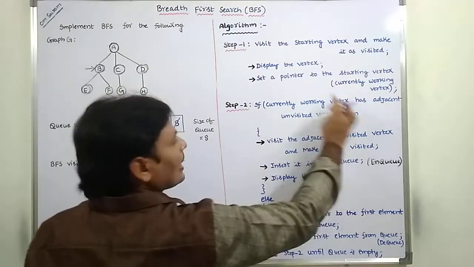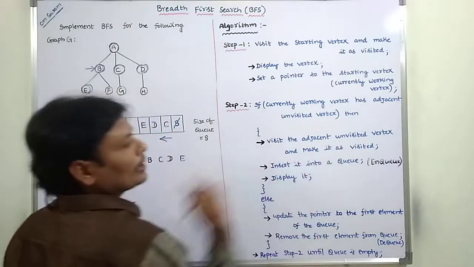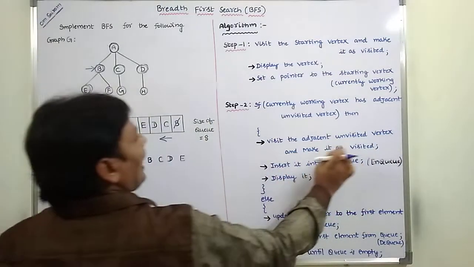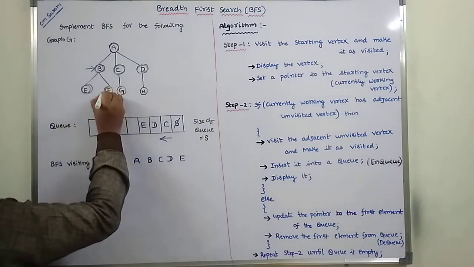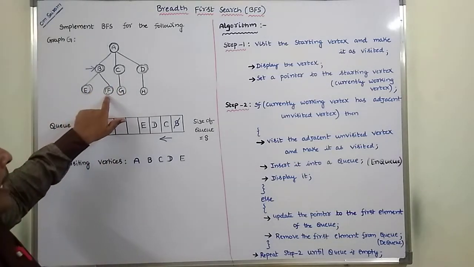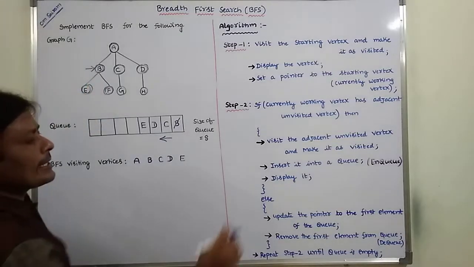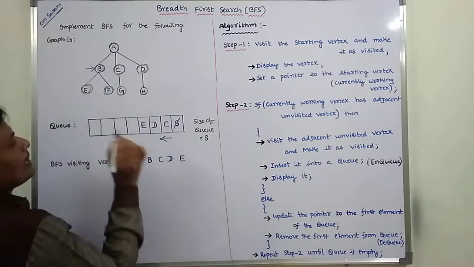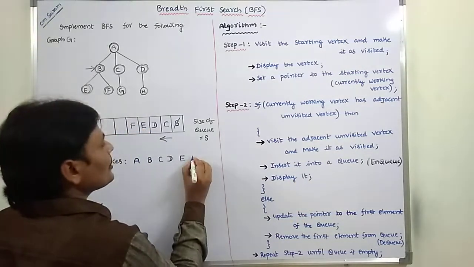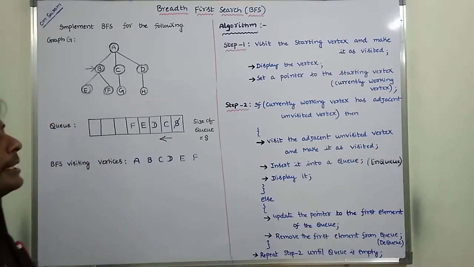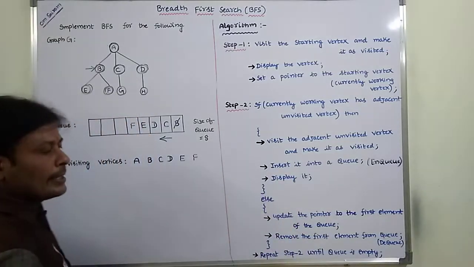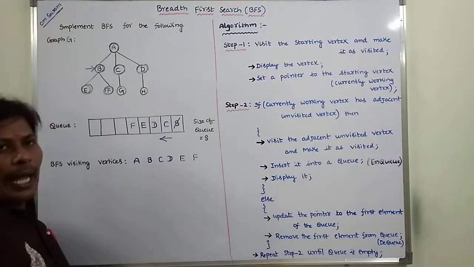So this condition is true. Then go to the if block. Visit the adjacent unvisited vertex and make it as visited. So here this vertex is the unvisited vertex that is adjacent to B, and this vertex is visited. Insert into the Q. So that is F is inserted into the Q. Display it. So we have to display the vertex F. If all the statements in the if block are executed, there is no need to go to the else block.